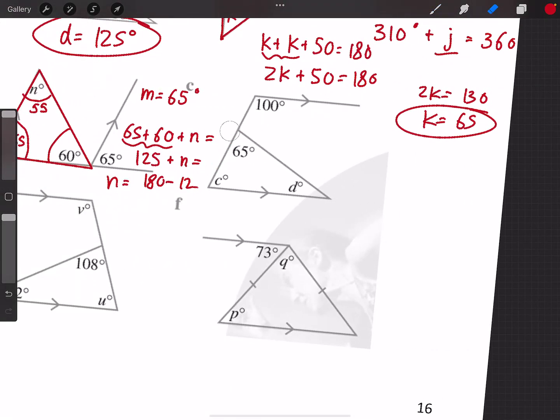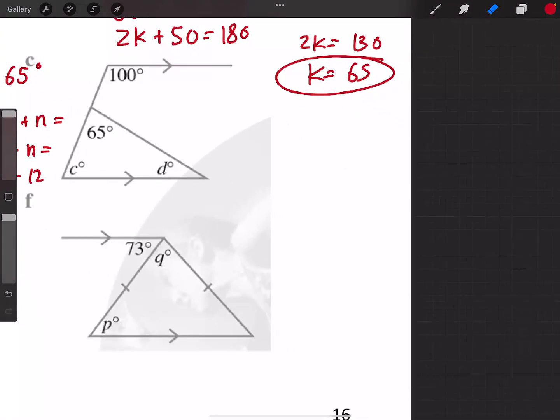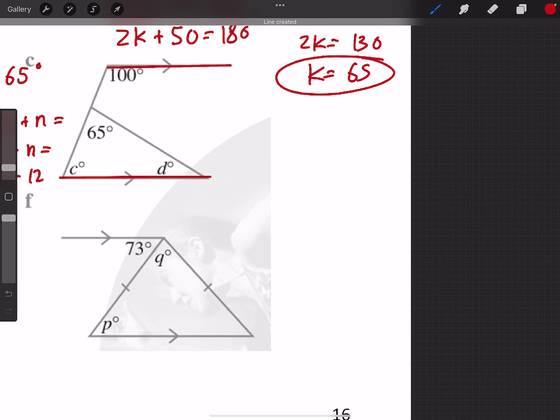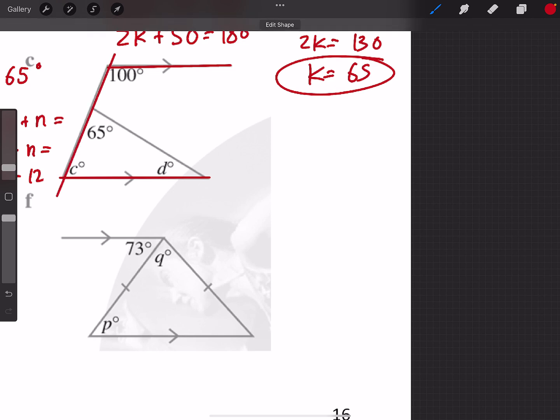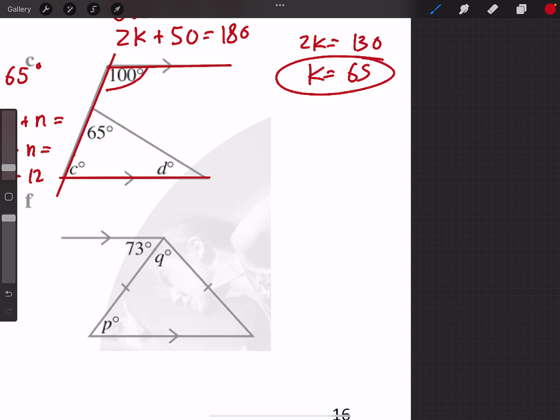Alright, moving on to question C. Let's see, what can I say? I can find this angle C here. Look at this. You got two parallel lines, and you got a transversal line that goes through it. Okay, this is an obtuse angle. This is an acute angle. So obtuse angle plus acute angle must equal 180 degrees. Therefore, C must equal 180 take away 100, which makes 80 degrees.